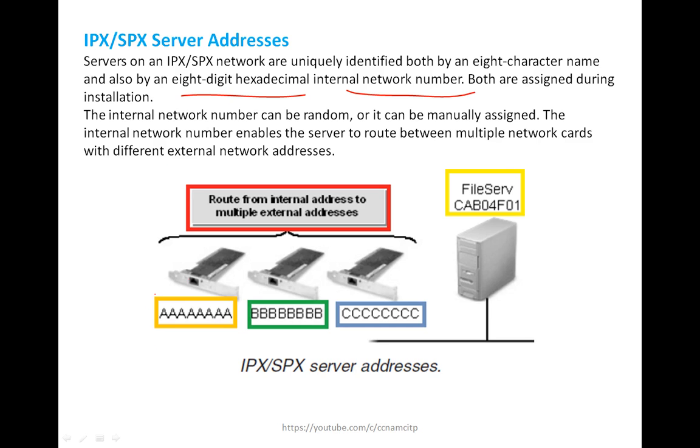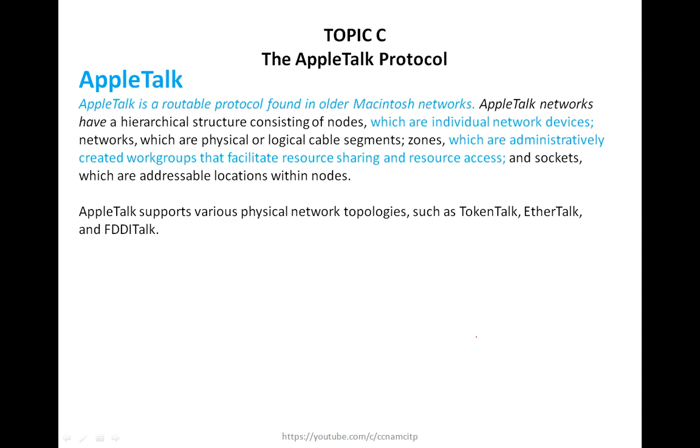As you can see here, this is something like a route from an internal address to multiple external addresses. If you want to do that, then you will have to use multiple LAN cards, and this is your file server. So we'll have to add multiple LAN cards, and they will have their own IPX and SPX addresses.